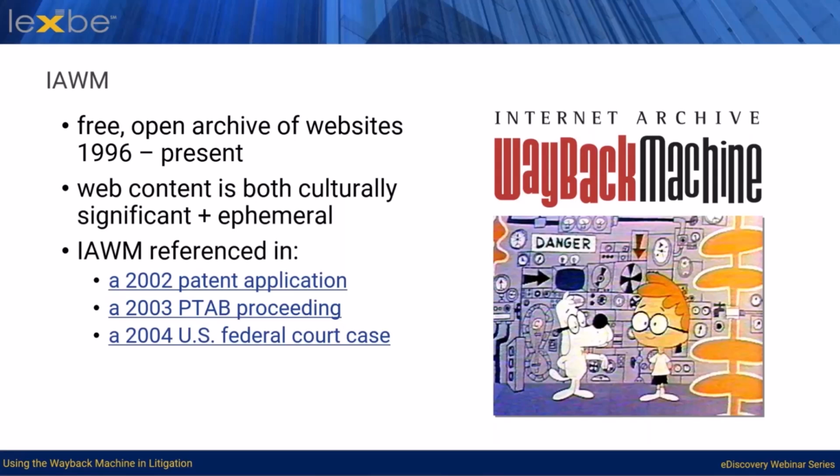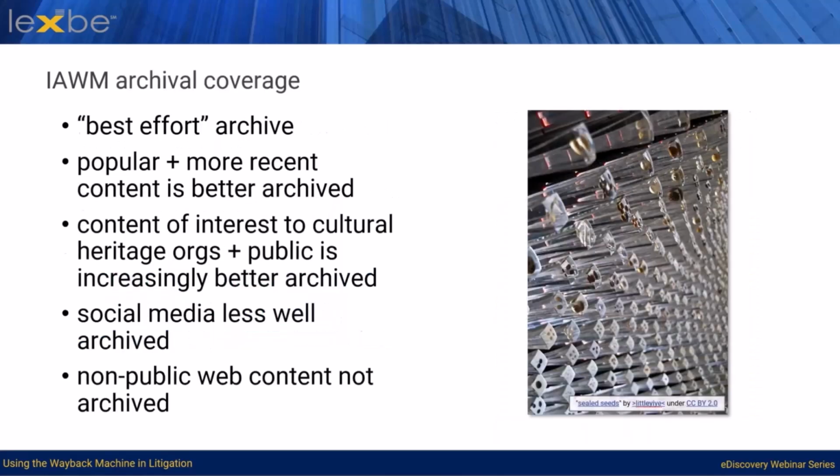The earliest references were in a 2002 patent application, a 2003 ruling by the U.S. Patent Trial and Appeal Board, and a 2004 U.S. federal court case. While both the breadth and temporal depth of the Wayback Machine's contents are extensive, over 818 billion archived web resources as of July 2023, the archive is necessarily incomplete given the size of the web and the pace at which it changes. The Wayback Machine should therefore be regarded as a best effort archive with minimal guarantee that any particular web page will have been archived at a particular time.